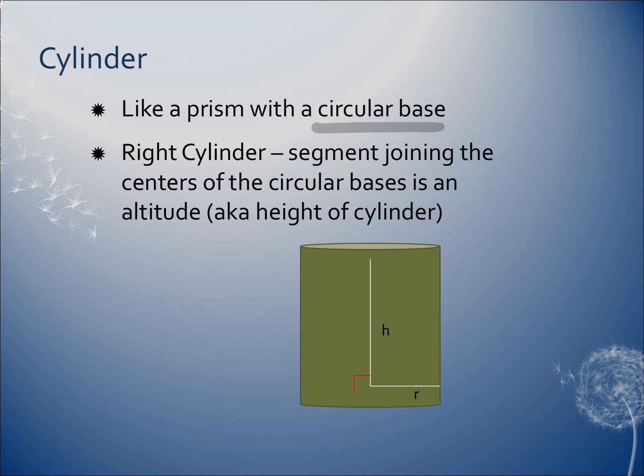So remember, prisms are just defined by objects that have both a base at the top and a base at the bottom. Pyramids, right, are those ones that don't have two bases, they only have one base. We're only dealing with prisms today. And a cylinder is a form of a prism, okay? Now, in a right cylinder, the segment that joins the two centers of the circular bases is considered an altitude. So if this height goes straight from the center of one of your circles down to the center of the bottom circle, then this is a right cylinder, okay?